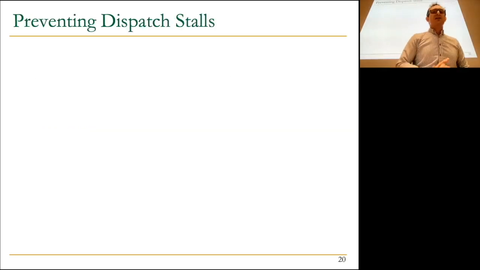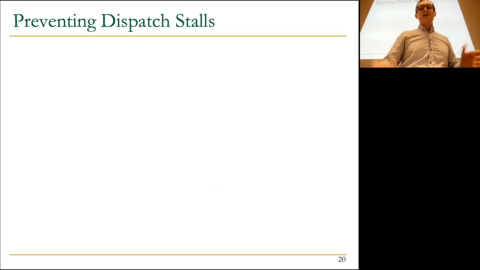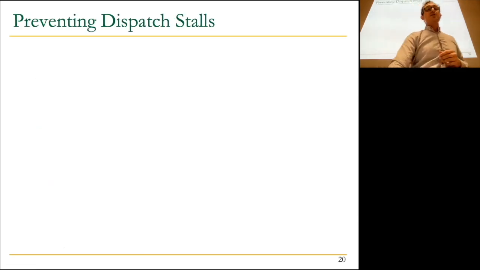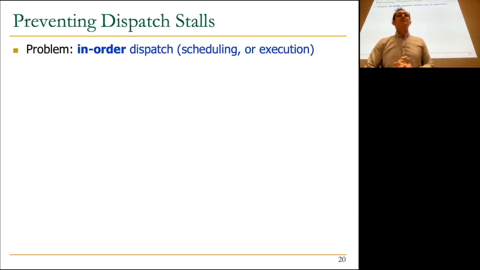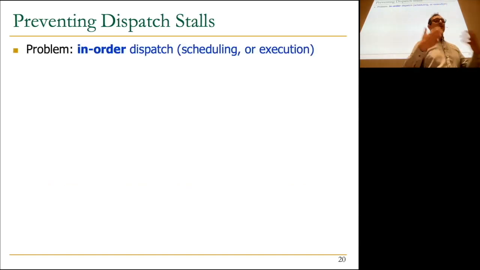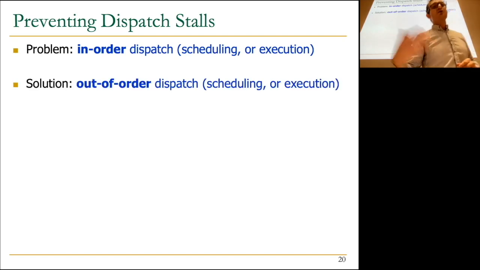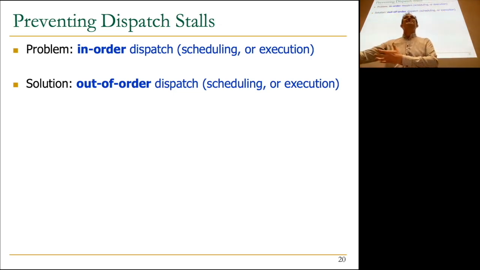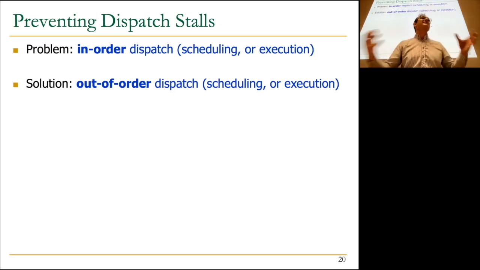Okay, so let's talk about preventing these dispatch stalls. You have this instruction that's not ready, add. It's not ready because it's dependent on a prior instruction that doesn't produce its value yet. How do we prevent these stalls? So basically, the problem is really in-order dispatch or in-order scheduling or in-order execution. The solution that we're going to pursue is really out-of-order dispatch. Basically, figure out some way of dispatching these instructions out of order. Of course, you need to make sure that everything still works correctly.